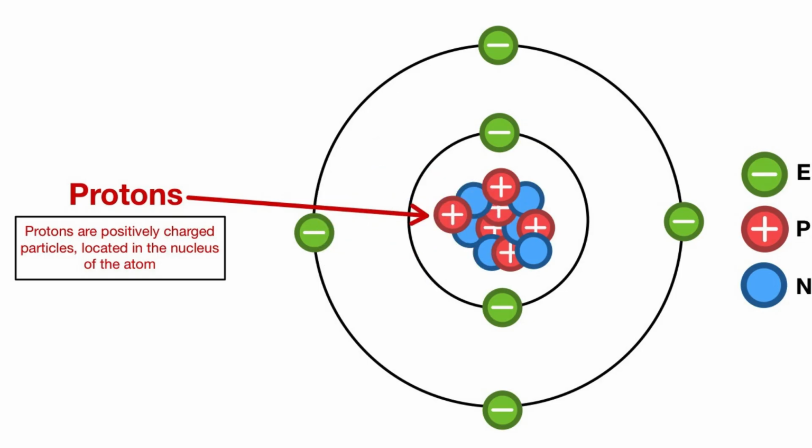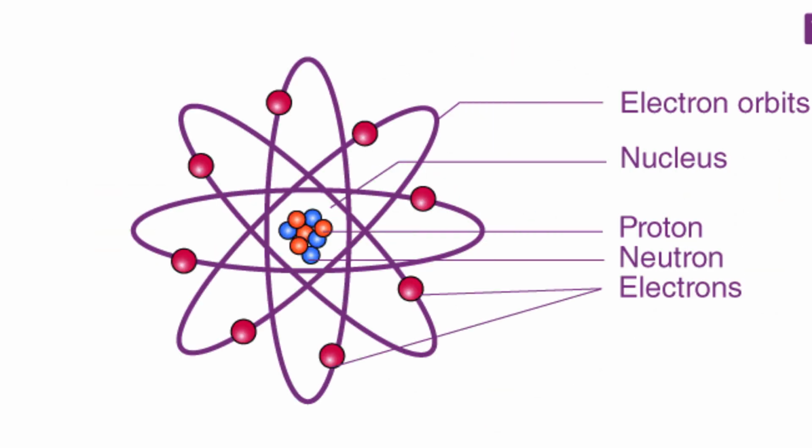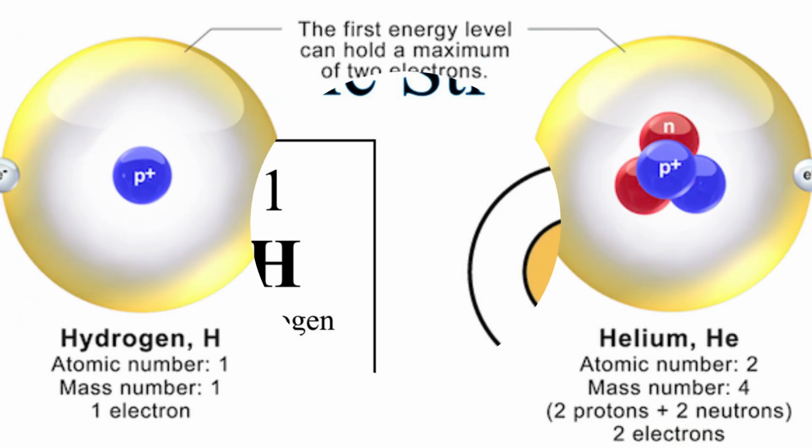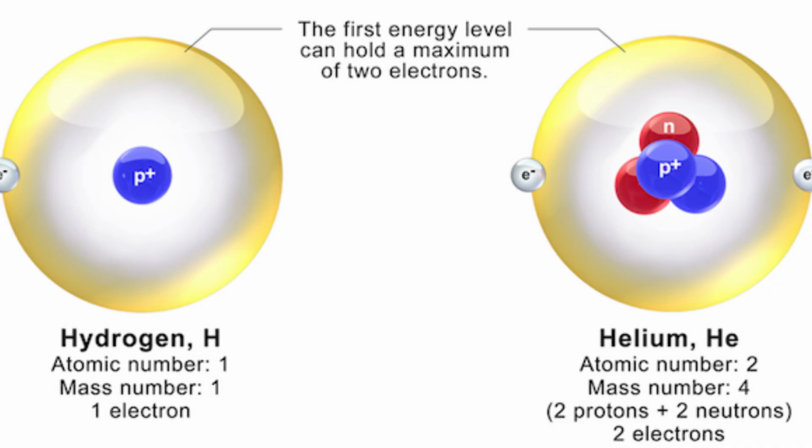1. Proton. Charge: positive, plus. Location: inside the nucleus, the center of the atom. Role: determines the identity of the element. For example, hydrogen has 1 proton, helium has 2.